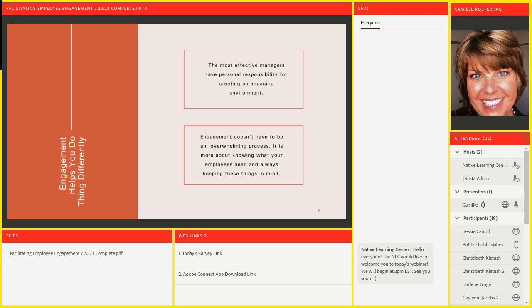So engagement doesn't have to be overwhelming, and it doesn't have to be a complicated process. It is being aware of what our employees need to be successful and how to manage with these needs in mind. By making small, consistent shifts in engagement, you can help your team become more effective, more efficient, and committed to their work.